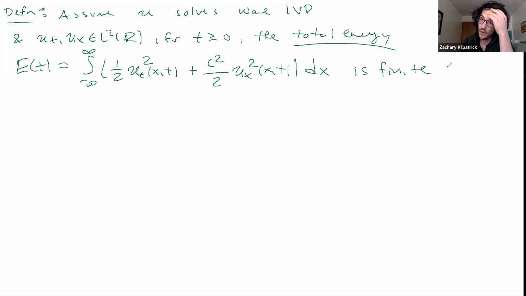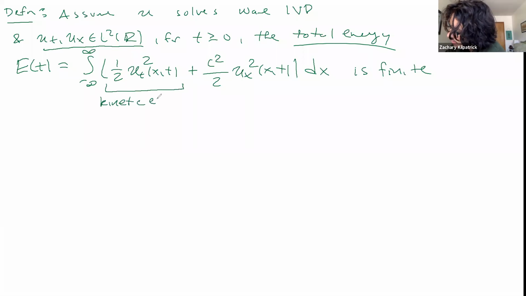Why is it finite? Well, it's trivially so because I already said that u_t and u_x are L2 integrable. So because of the linearity of the integral, I know that each of the pieces are finite, so I can sum them up and that thing's finite. But I want to break this down into two pieces, right? So here I have what I would call the kinetic energy, okay? And this integrated part here, this is my potential energy, okay?